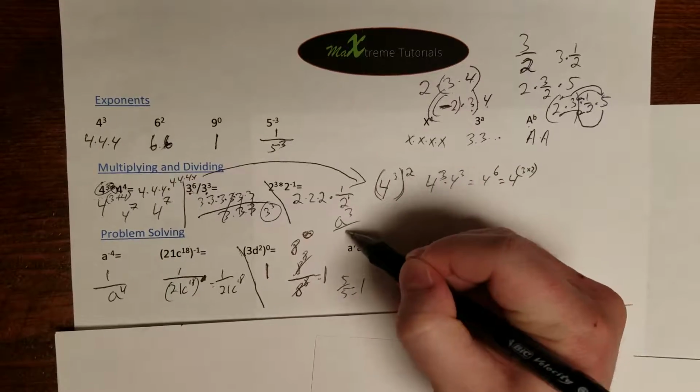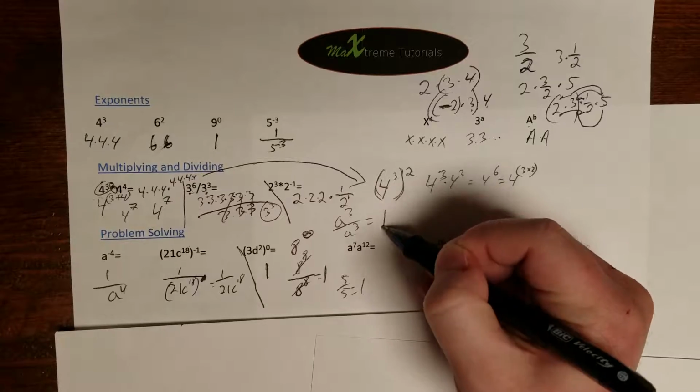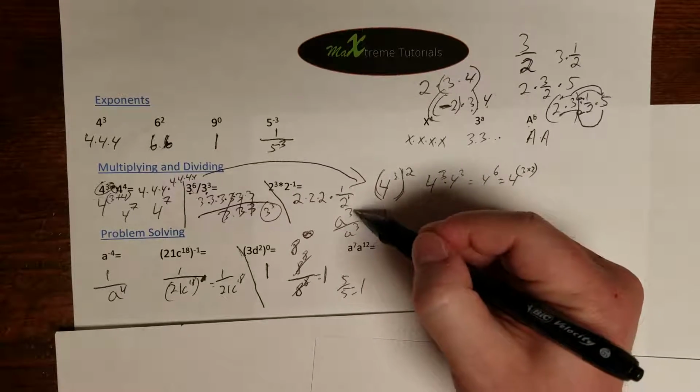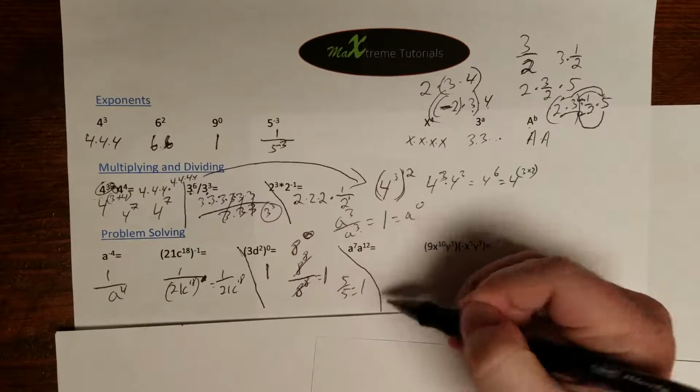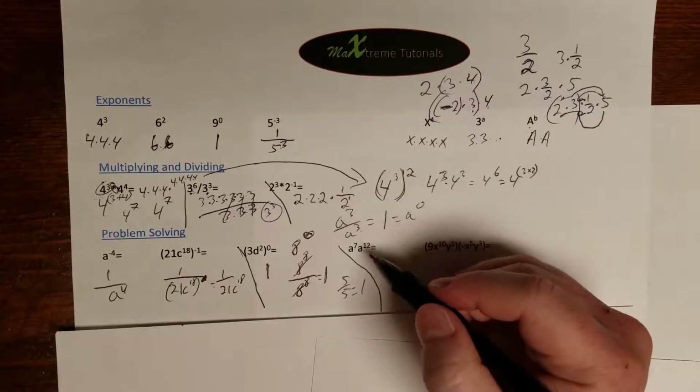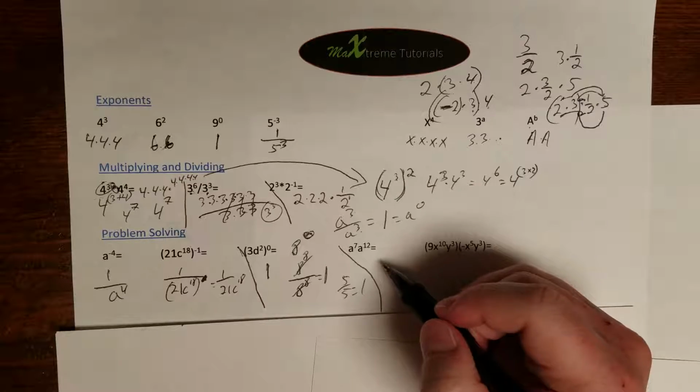A to the 3rd divided by a to the 3rd equals 1. And that turns out to be 3 minus 3, which is a to the 0. Okay, let's move on. We don't want to go past 5 minutes, but we'll see.